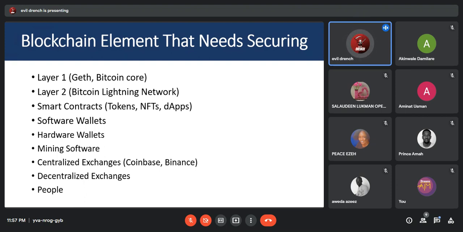So the people must be secure, right? If the people running a network or a particular technology are not as educated and not as secure as the technology itself, your technology is doomed to fail. So we need to secure the people too.